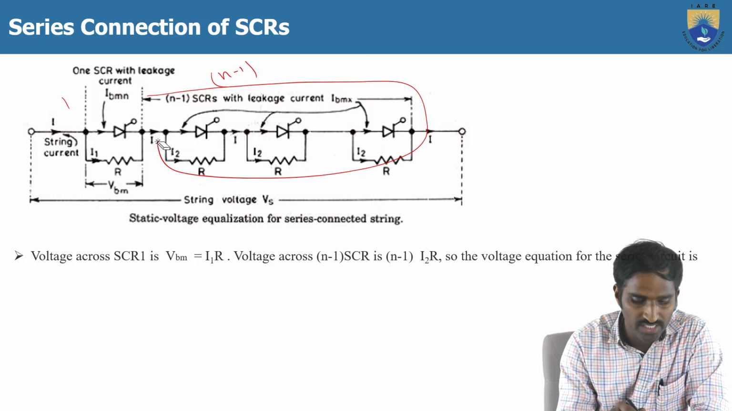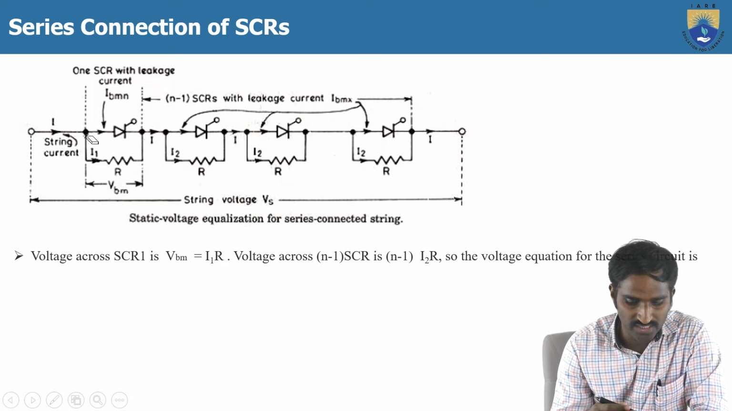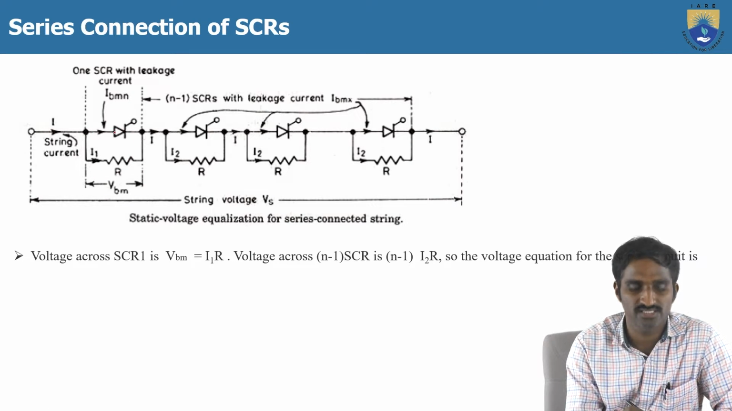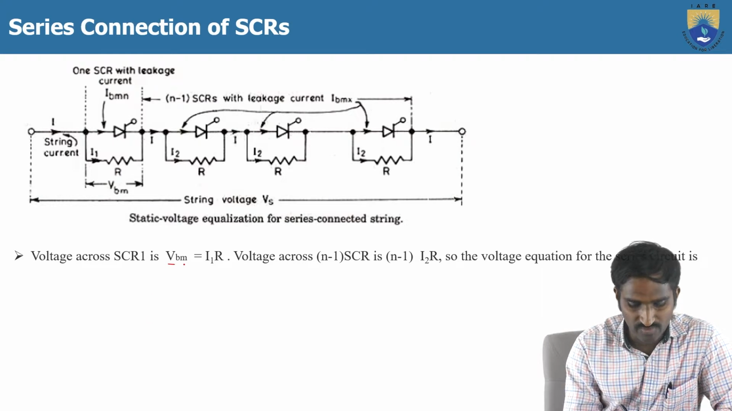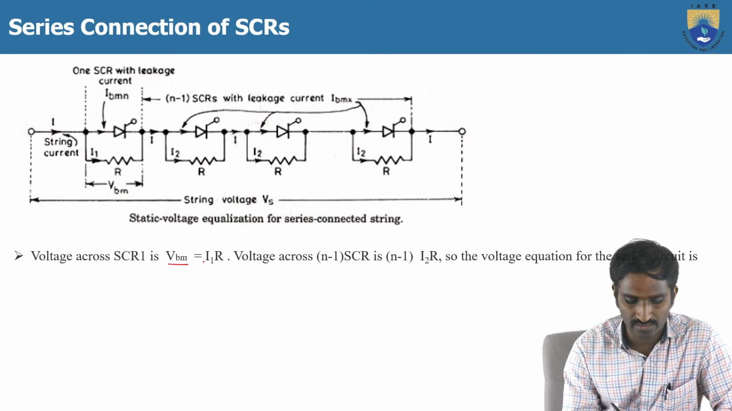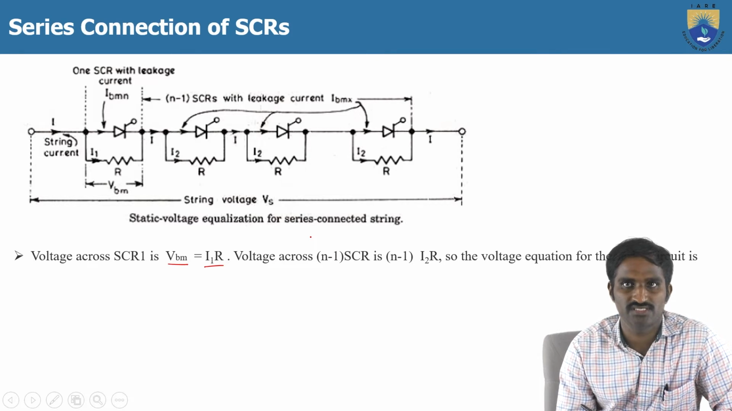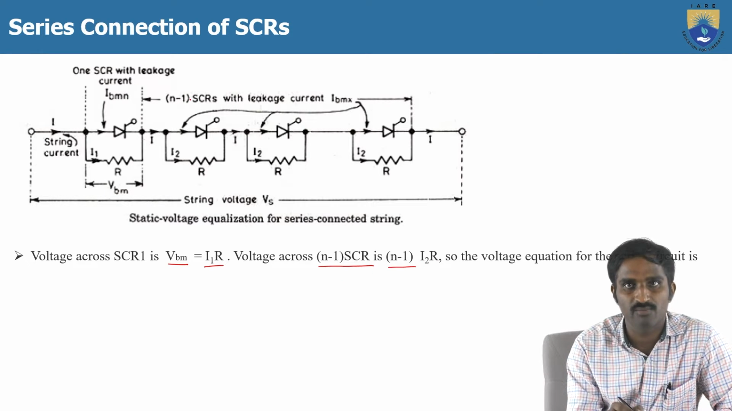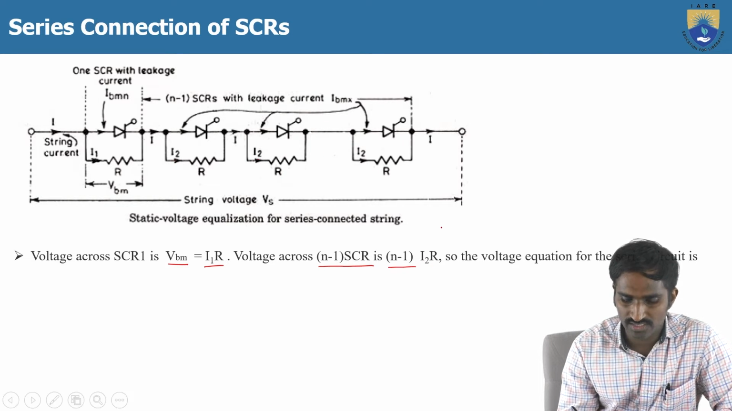Then consider the voltage across the string. Let me consider the voltage across SCR1 as VBM, which is equal to the current flowing through this resistor, I1, and the resistance value R. So that is I1 into R. Then the voltage across the remaining n-1 SCRs is n-1, the number of SCRs, into the current flowing through each resistor, I2, into the resistance R.